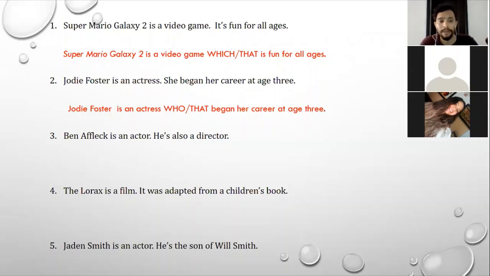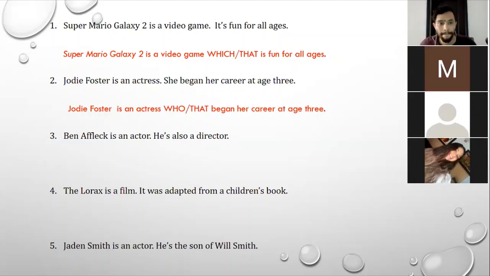Now, number 3, Ben Affleck is an actor. He's also a director. Put it together. Ben Affleck is an actor who is also a director. All right, great. Now, where is the relative clause? Who or that is also a director. Good.